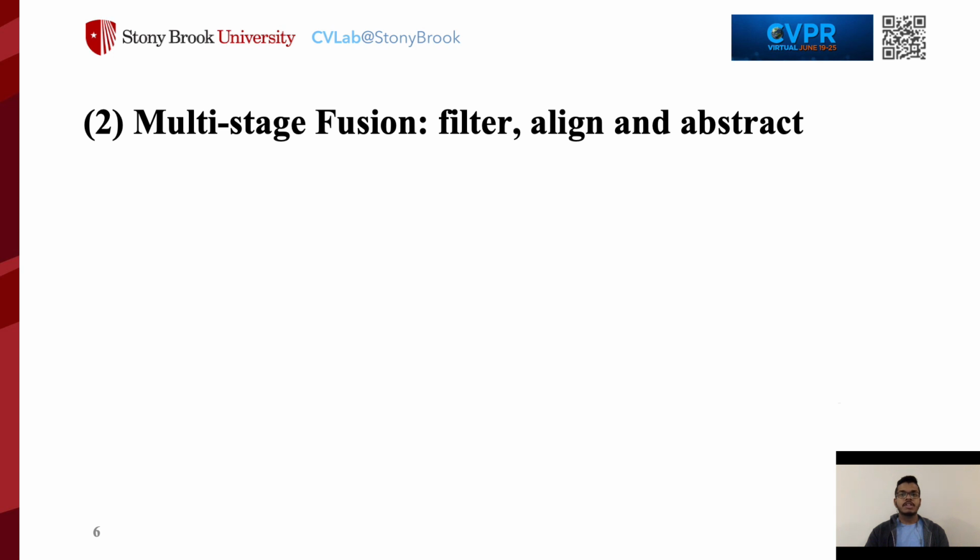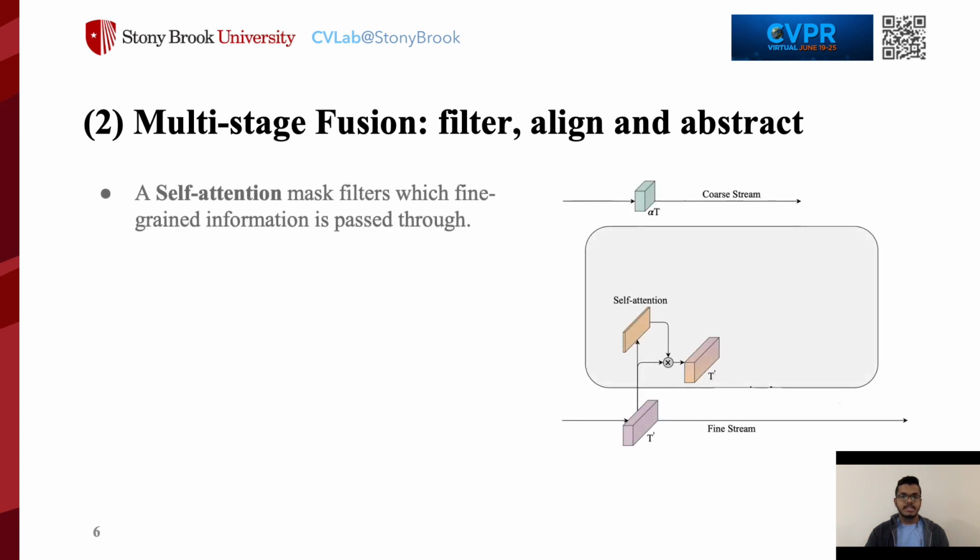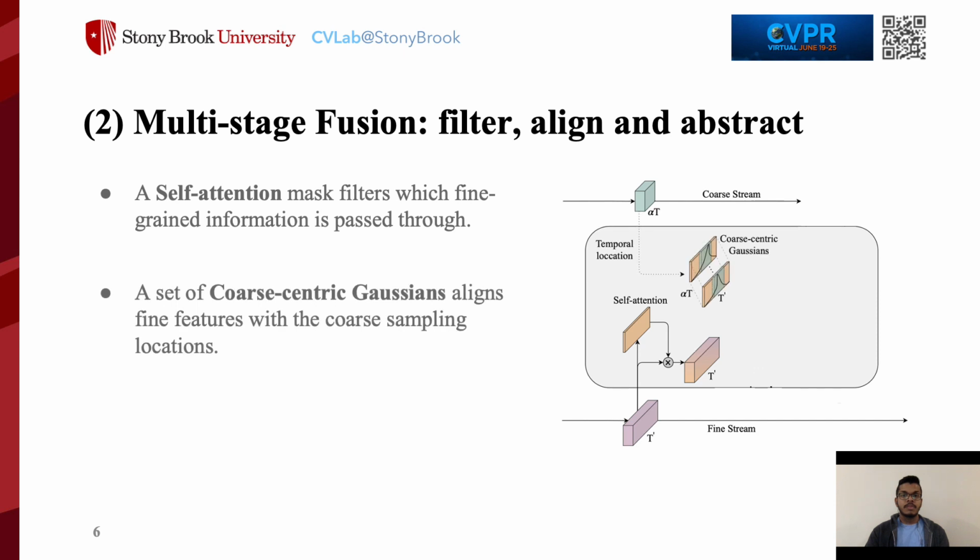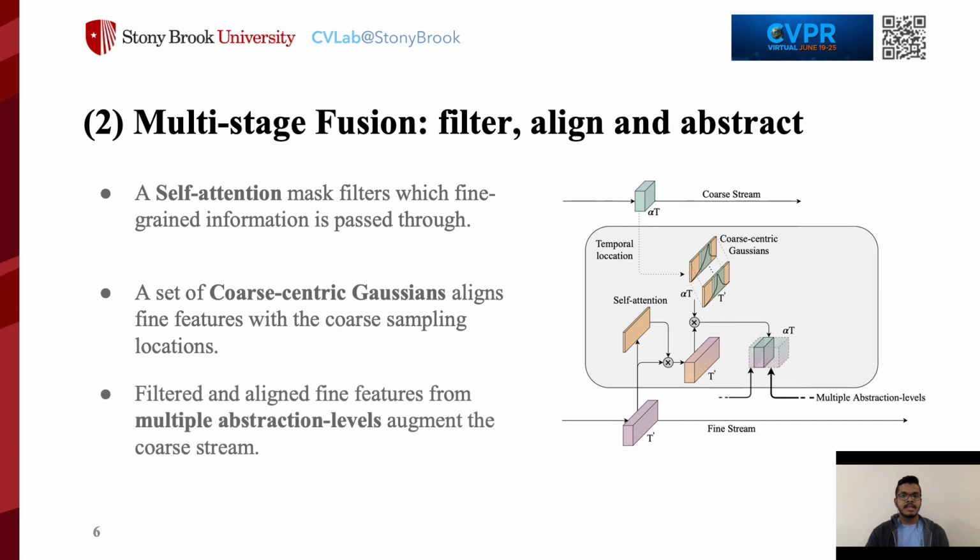Multi-stage fusion works on three aspects: filtering, aligning, and using multiple abstractions. Given the two streams, first, a self-attention mask filters which fine-grained information should be passed through to the coarse stream. To perform alignment, we use a set of coarse-centric Gaussians centered at each coarse frame location to weight the fine-grained information accordingly. Finally, the information from multiple abstractions, or multiple depths of the network, gets concatenated and projected as scale and shift parameters to augment the coarse stream.